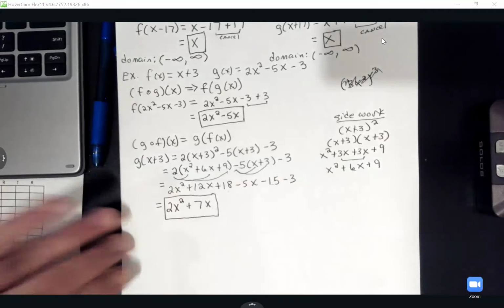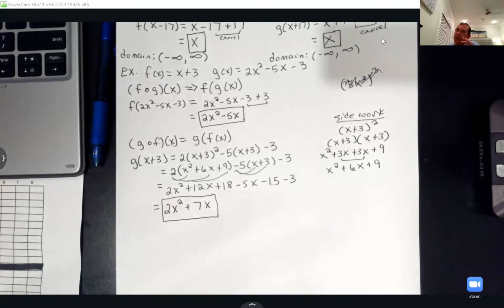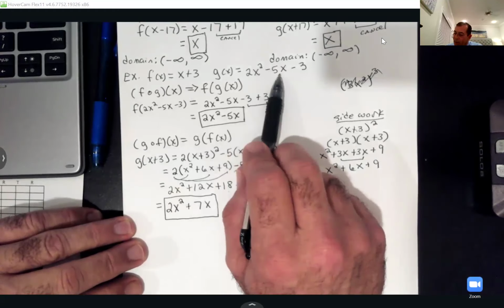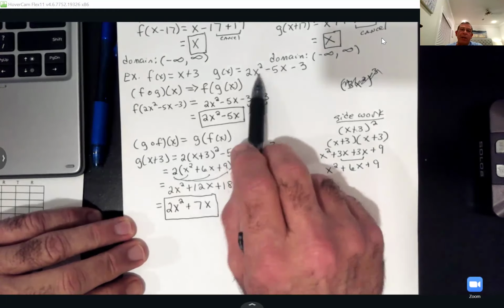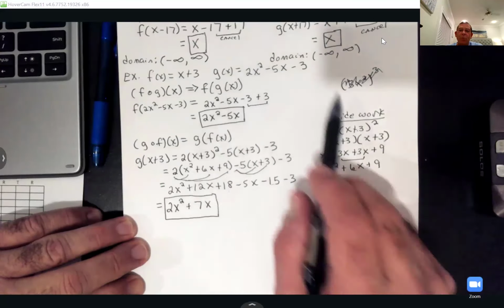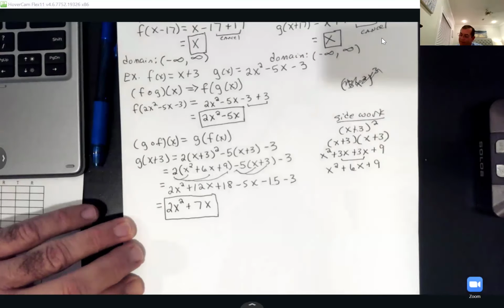Okay, y'all. So sometimes if these functions are big and you got these x squareds, be careful if I'm giving you what we call a binomial. When you square those binomials, you got to FOIL those out, okay?